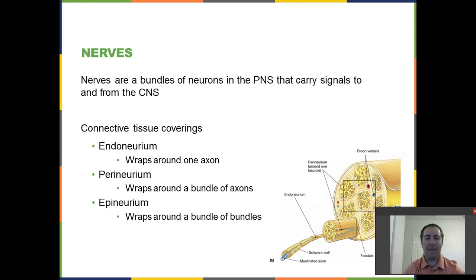Epi always means out. So the epineurium is the wrap on the outside. Endo always means in. So it is the innermost layer, in this case, which is around a single axon. And then we have the perineurium, which by process of elimination must be the thing that wraps around one axon.